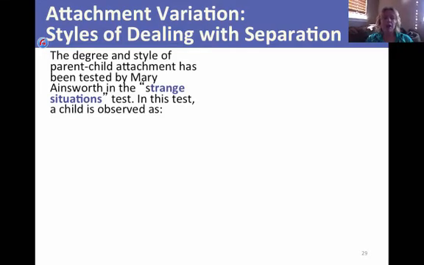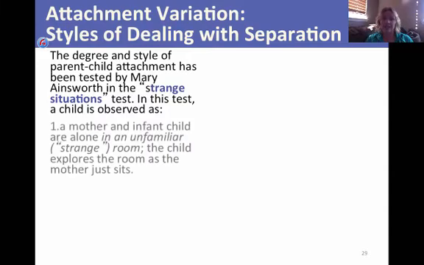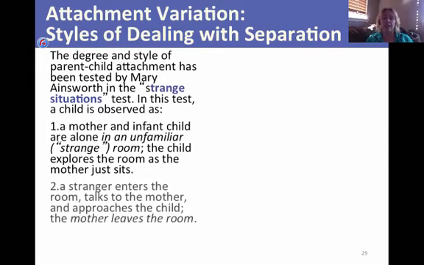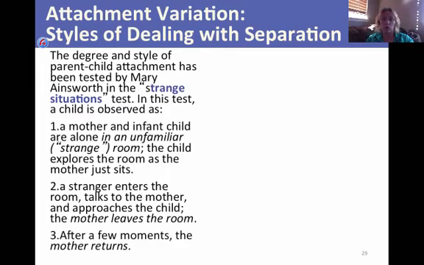Well, a lady named Mary Ainsworth, in further studying attachment and trying to understand the dynamics of attachment, did an experiment called the strange situation. And in this test, how it worked basically is that a mother and infant child are alone in an unfamiliar or strange room, and the child explores the room as the mother just sits. Then a stranger enters the room, talks to the mother, and approaches the child, and then the mother leaves the room. And after a few moments, the mother returns.